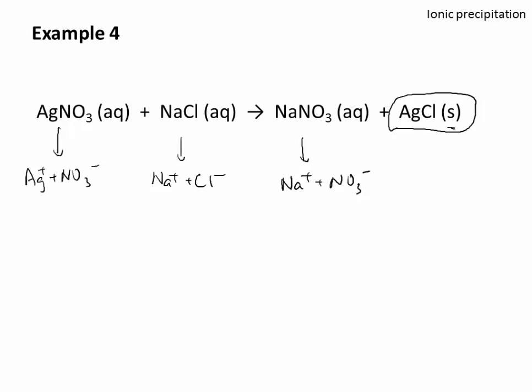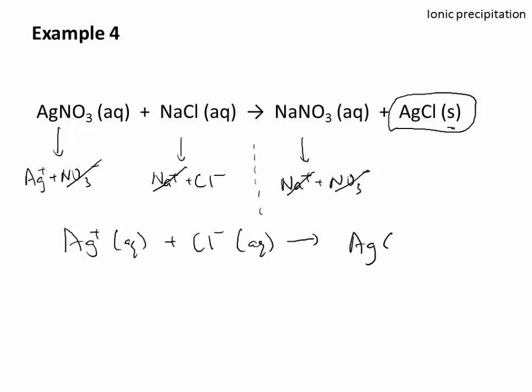Compare both sides of the equation. On both sides of the arrow, sodium is present before and after. Nitrate is present before and after. All those present before and after do not take part in any reaction, so the spectator ions cancel away. So what is reacting? It's Ag+ (aq) plus Cl- (aq), forming AgCl solid. Now this is ionic precipitation of silver chloride, the reaction between silver ion and chloride ion.